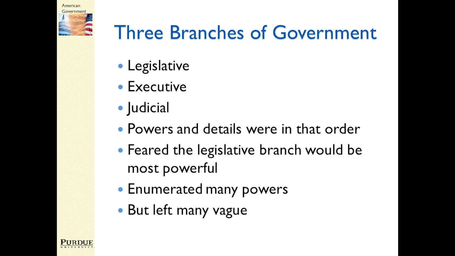They're in that order, and they sort of reflect where the power lies, or where the founders thought the power would lie. They thought the legislative branch would be the most powerful because it could pass the laws. The executive branch was the second article of the Constitution, and the third was the judicial. There are many powers that are enumerated, but at the same time, the Constitution is very vague.